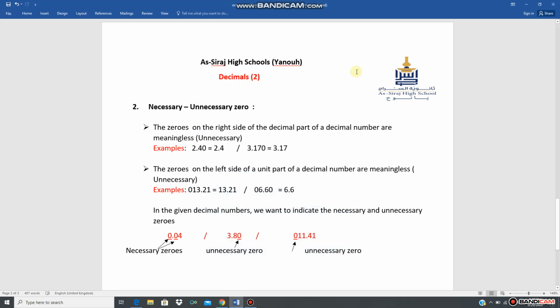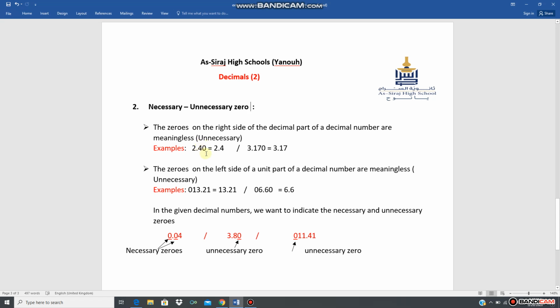And now, my dear students, we will move to the second objective of this session, which is necessary and unnecessary zero. I give you here two notes. The first note says, the zeros on the right side of the decimal part of a decimal number are meaningless, which means unnecessary. Okay, here are the two examples that explain the first note.